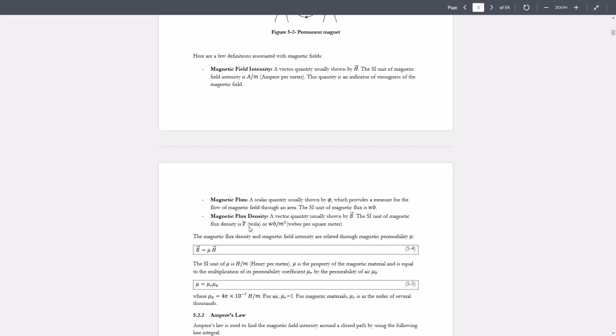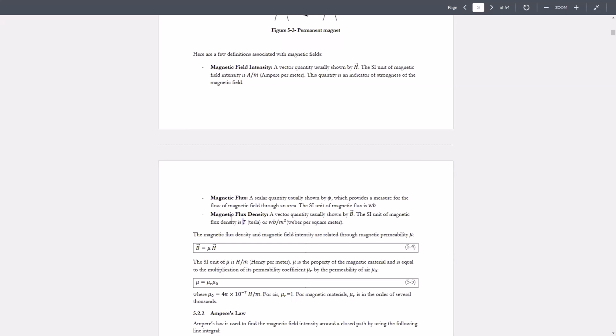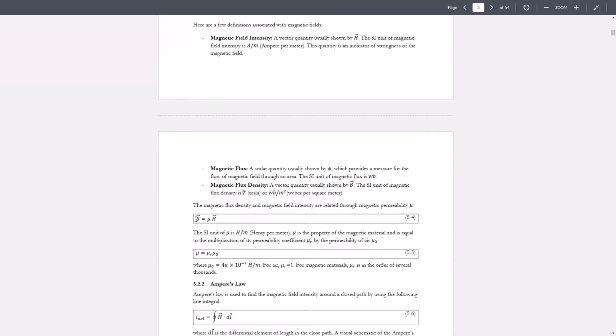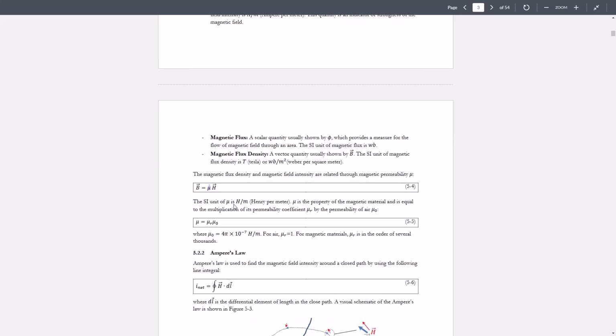Okay, so we talked about magnetic field intensity and magnetic flux density. The relationship between them is through what we call mu, which is the permeability. That permeability has a unit itself. Its SI unit is Henry per meter. And this mu shows the property of the magnetic material.